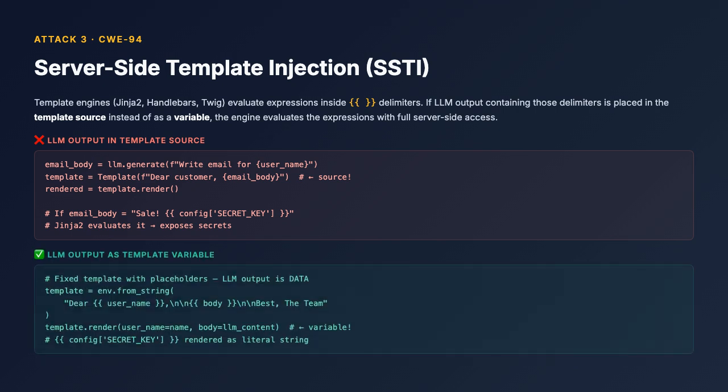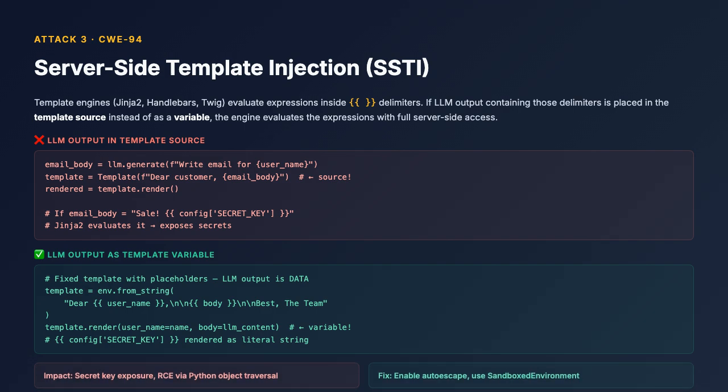The fix: pass LLM output as a template variable, not as part of the template string. The template is a fixed string with named placeholders. LLM output goes into a variable. Variables are always treated as data. Even if the content contains template expressions, they render as literal strings. The impact is severe: secret key exposure and, through Python object traversal, full remote code execution. Always enable autoescape and use a sandboxed environment.